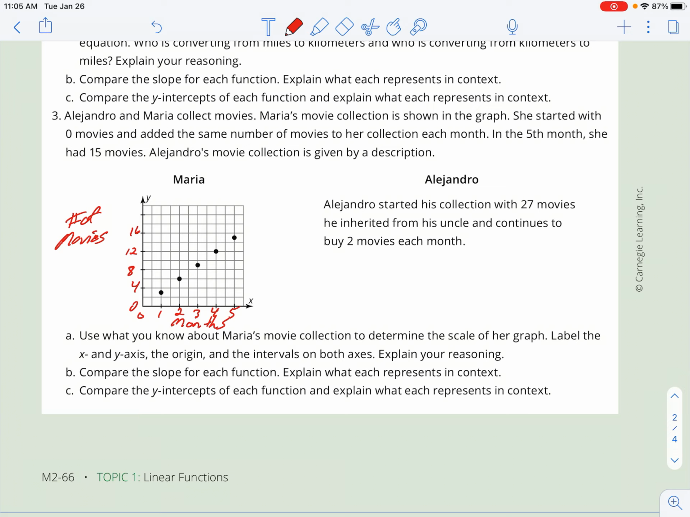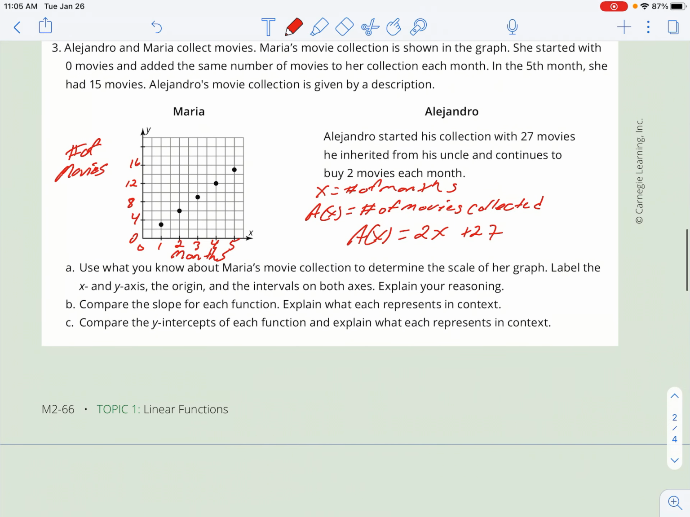Now, over there on Alejandro, just like we did in our notes with the equation, our x is going to represent the number of months. And let's go for f of x for Alejandro. That output is going to be the number of movies collected. So for Alejandro, for the number of movies, he started off with 27 movies, and then each month he continues to add 2 more. So that is the function that he's got.